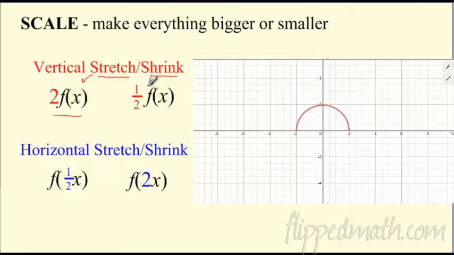If it's less than 1, it's going to be a vertical shrink of 1/2. So how about horizontal? Remember, it goes in your grouping symbol, and it's opposite of what you would think. You would think, why isn't that shrinking it? It's not. It's opposite. That stretches it by 2. What does this do then? You're right. That shrinks it by 1/2. So it's kind of opposite of what you would think.